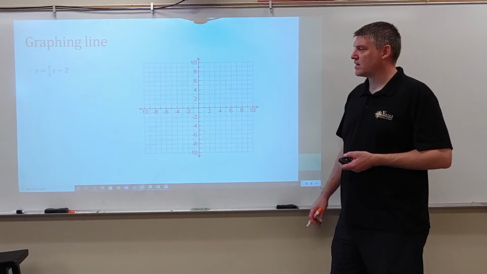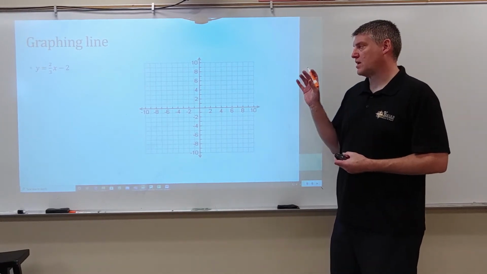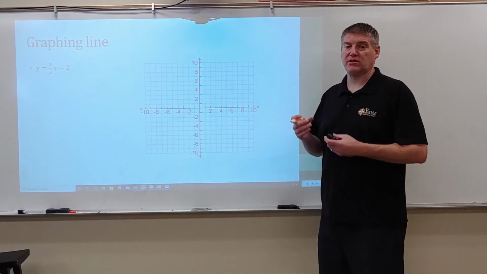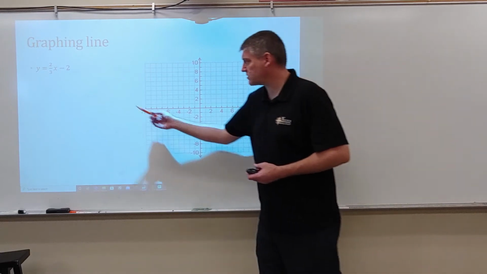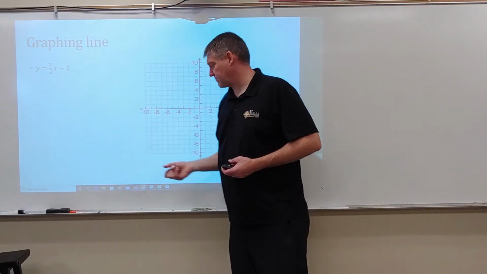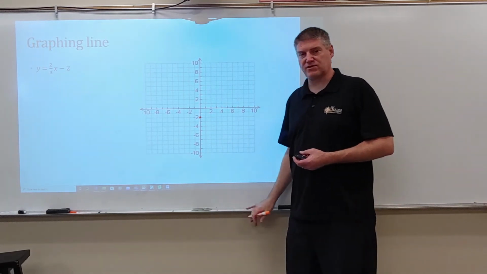So graphing a line. We're going to graph this one. I'm going to show you graphing. This is in slope-intercept form, so I'm going to use that intercept and then use my slope. The first thing I'm going to do is plot my -2. So I'm going to go down to -2. I'm going to put a dot at -2.